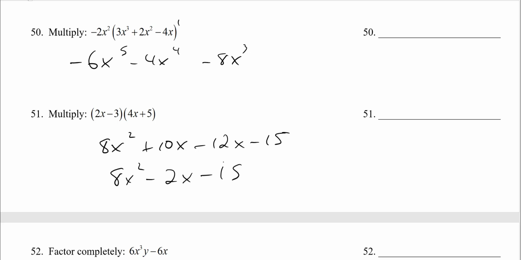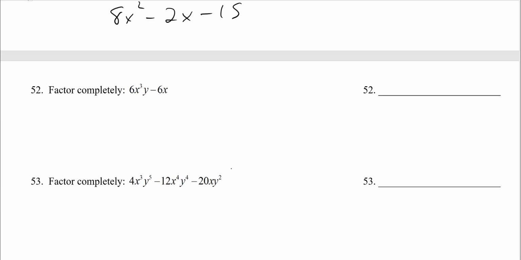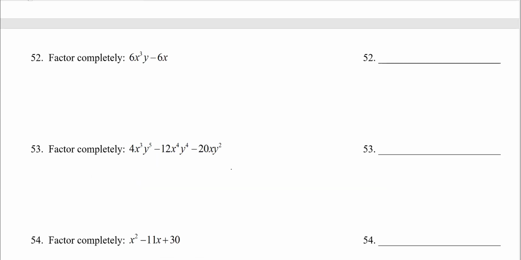Okay, pretty easy. On to 52. Now it's factoring. So this is greatest common factor, guys. You should be factoring out of this one a 6 and an x.